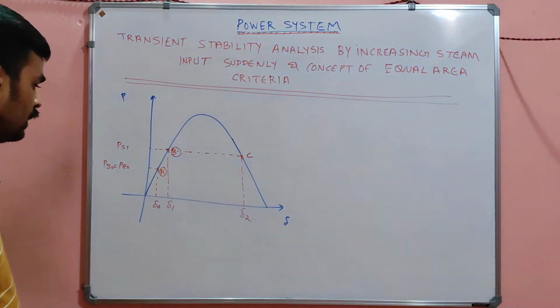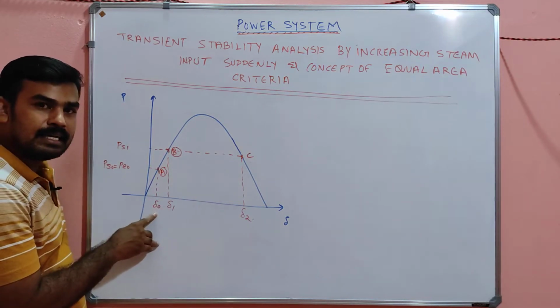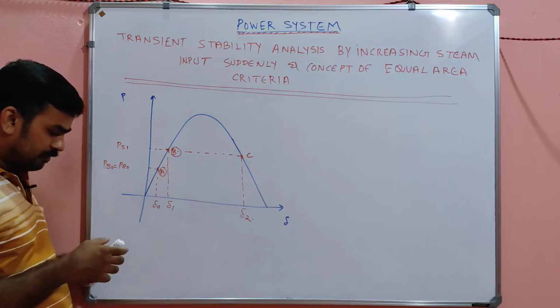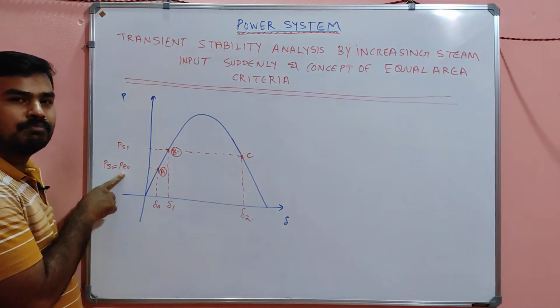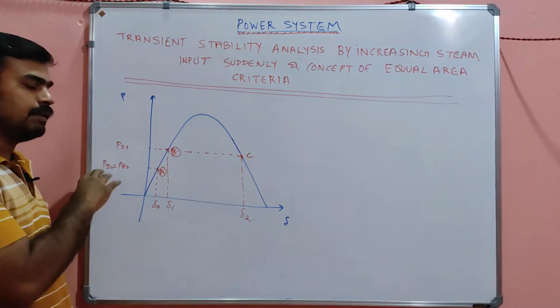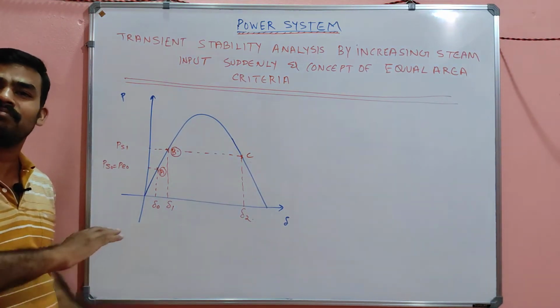Okay, let's see my dears. Initially the machine is operating at a stable rotor angle delta 0. At that time we can say that the shaft input PS0 will be equal to P0. That means there will not be any acceleration or deceleration. The machine is running smoothly.